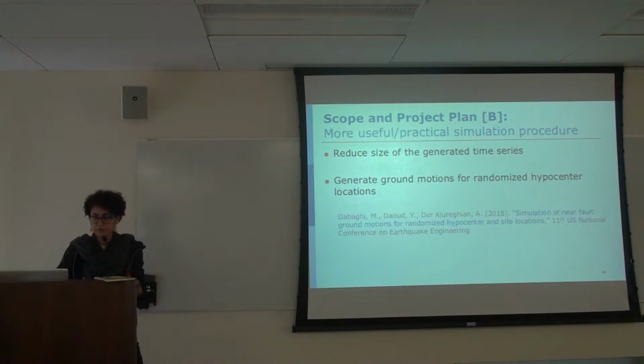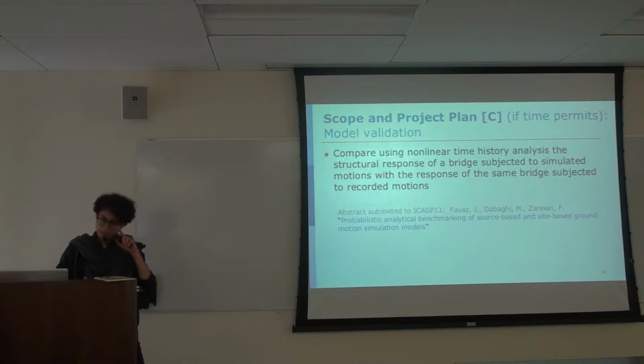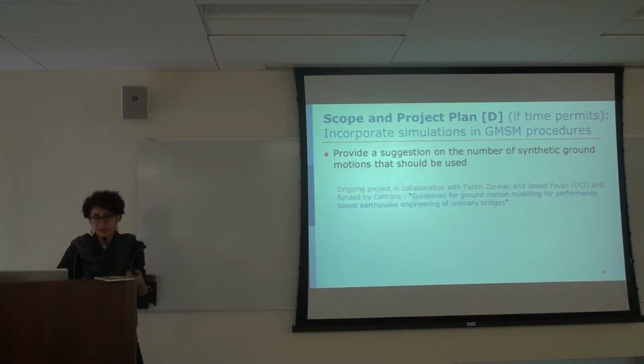So this is part B of the scope, which is to reduce the size of the generated time series and generate ground motions for randomized hypocenter locations. Two other scopes of the project, which I'll quickly go over, are validation of the model by comparing nonlinear time history responses of bridges subjected to recorded and simulated motions, and possibly the incorporation of the simulations in GMSM procedures. And I'm targeting these parts of the scope in collaboration with a group at UC Irvine.